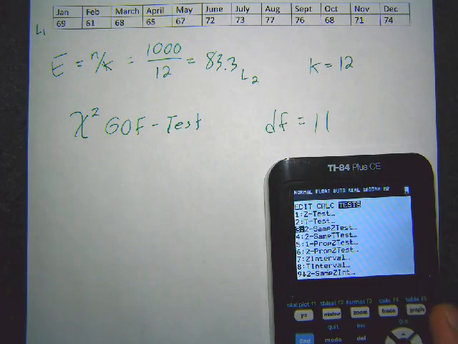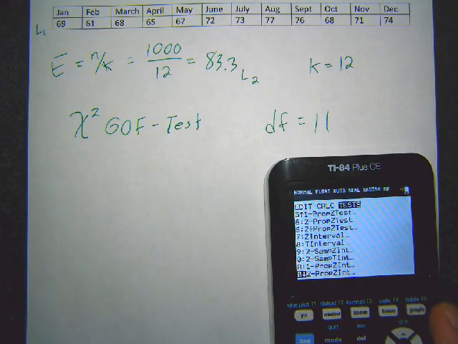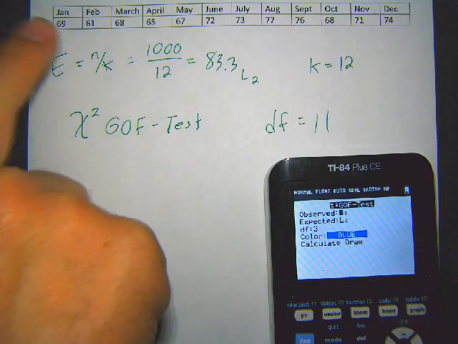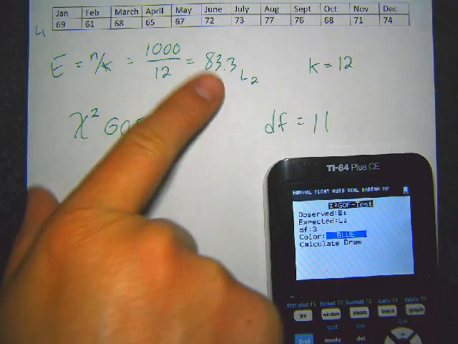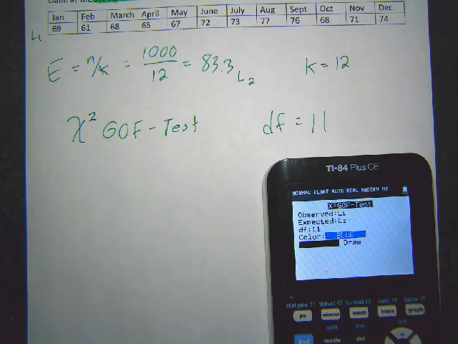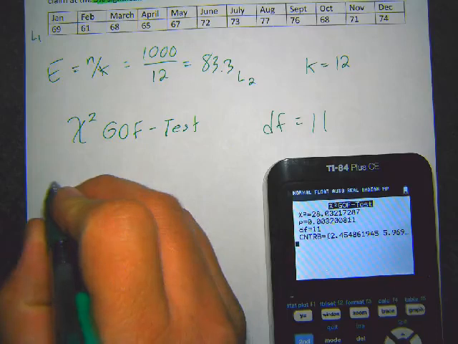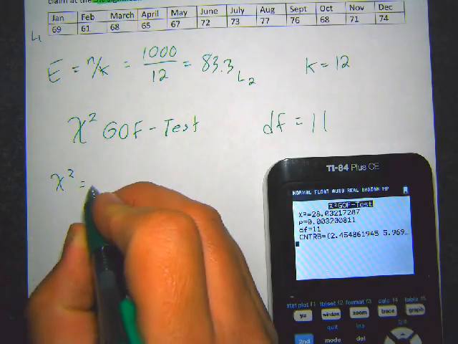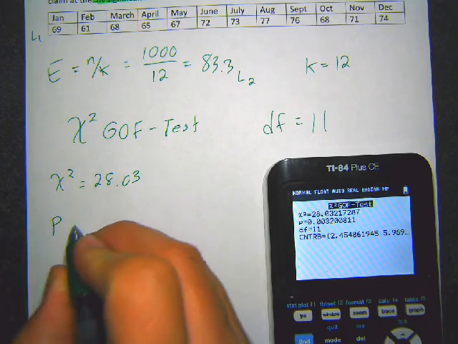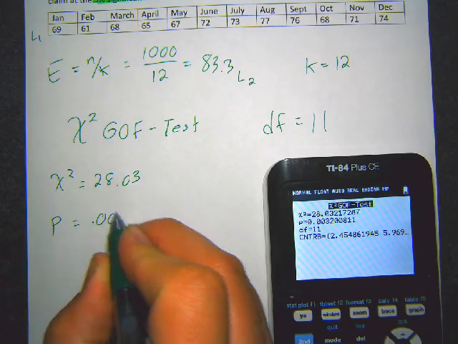Stat tests. Go down to the chi-squared goodness of fit test. List 1 is the entries up here we have. List 2 is going to be 83.3 for all the entries. Degrees of freedom this time is 11. There's 12 months minus 1. And that should give us our values. So from this, the chi-squared value is going to be 28.03, and the p-value for this would be 0.0032.